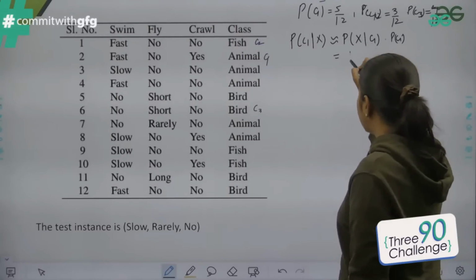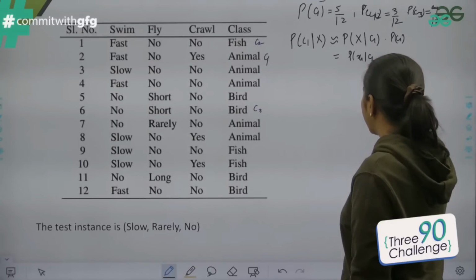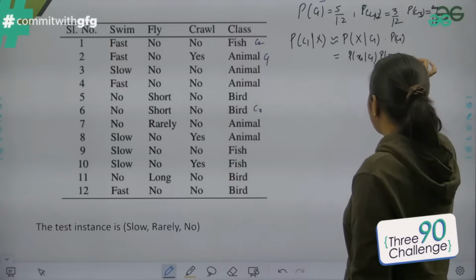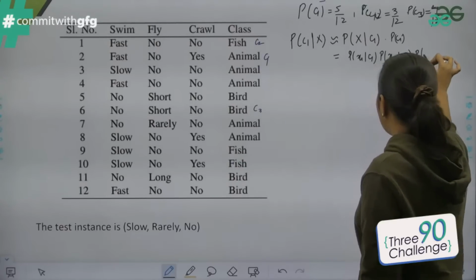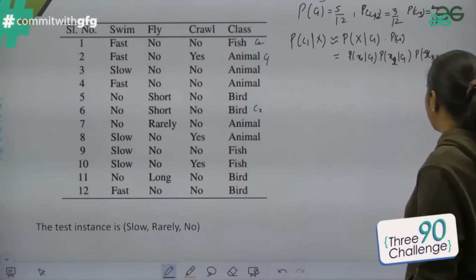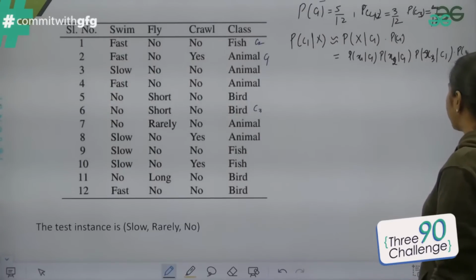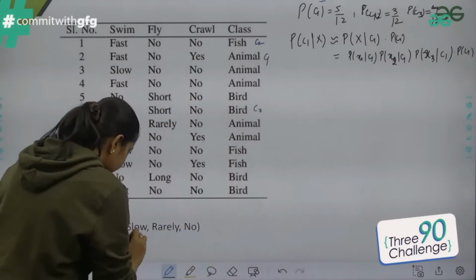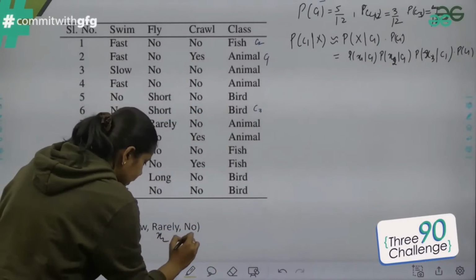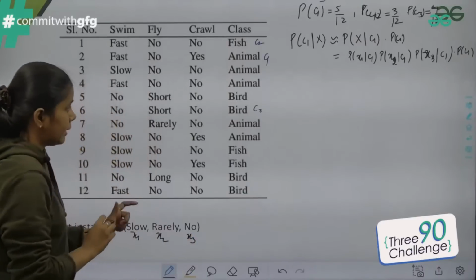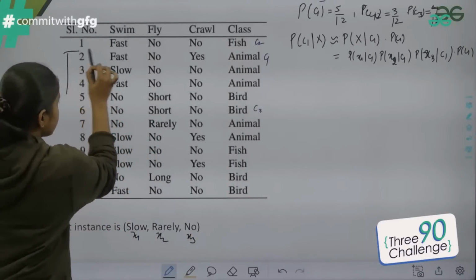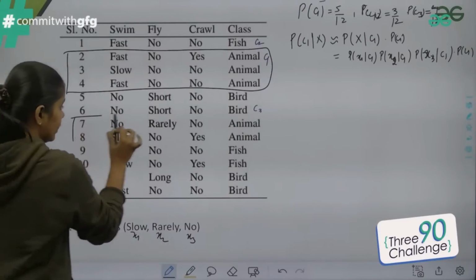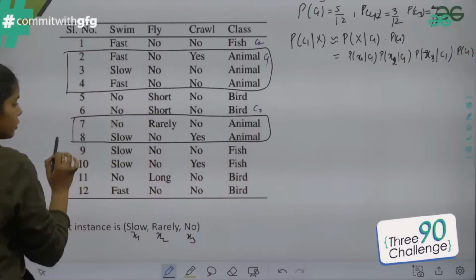So can I write this as probability of x1 given c1, probability of x2 given c1, probability of x3 given c1, and into probability of c1? Here, this slow is x1, this rarely is x2, and this no is x3. Let's see the classes. These three are c3, this is c2, and these five are c1, right? So let's check in that.